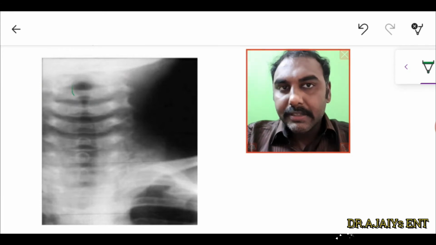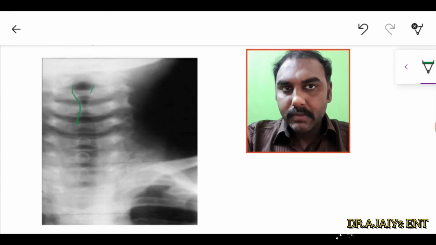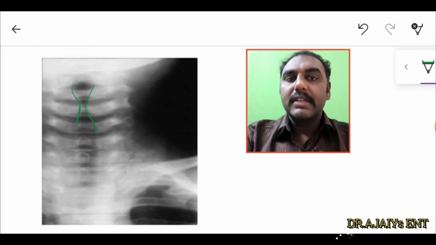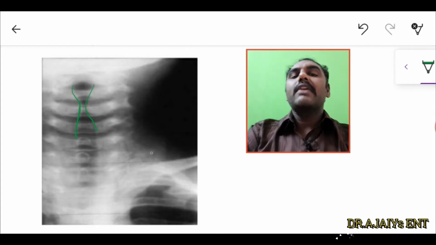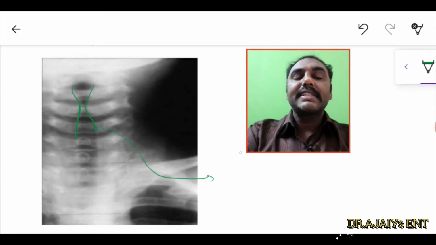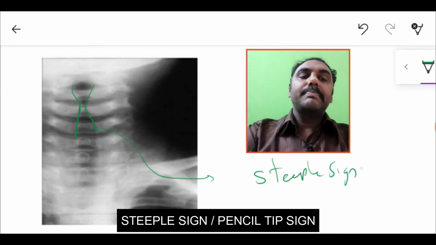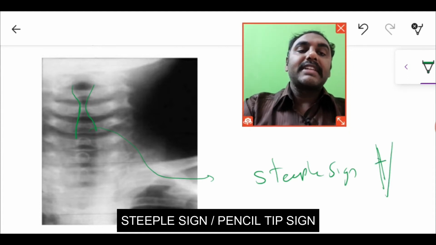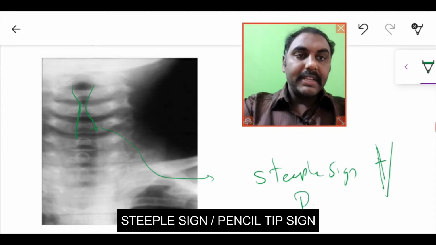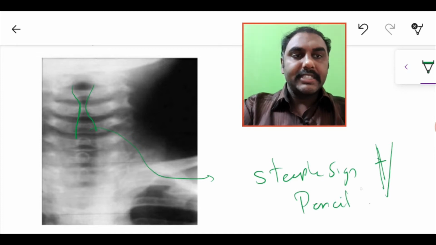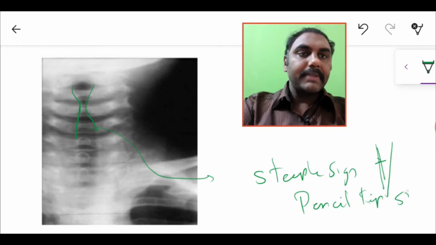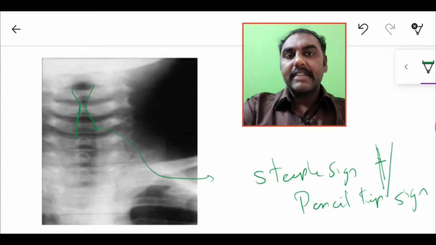What is this here? See here. We could see something narrowing in this area. That is called the steeple sign. It's something like a steeple, which is otherwise called the pencil tip sign. Steeple sign or the pencil tip sign seen in our ENT.